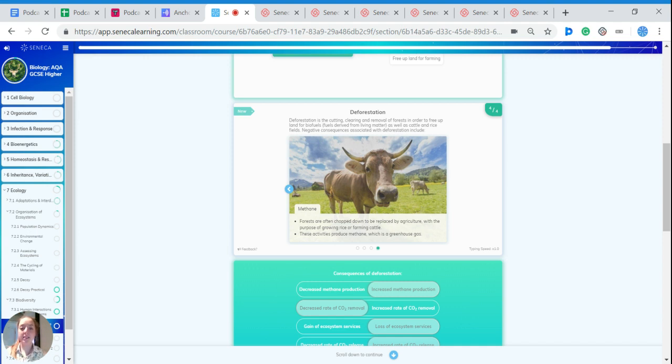So that summarises the destruction of peat bogs and deforestation for you, which can both contribute towards global warming and loss of biodiversity.